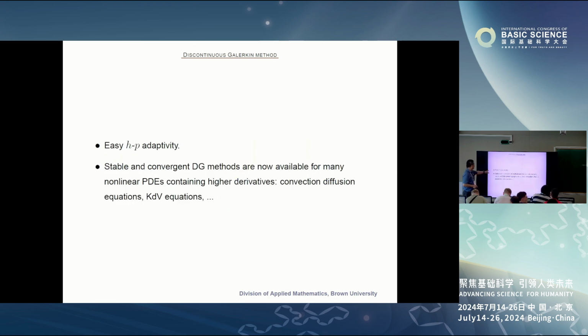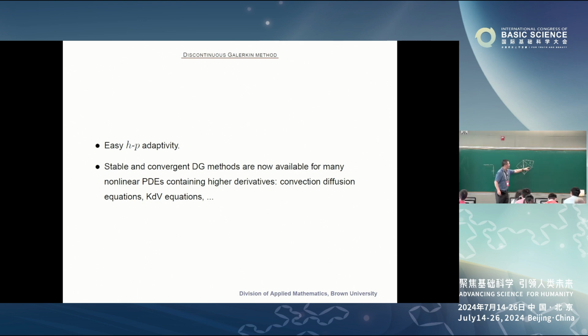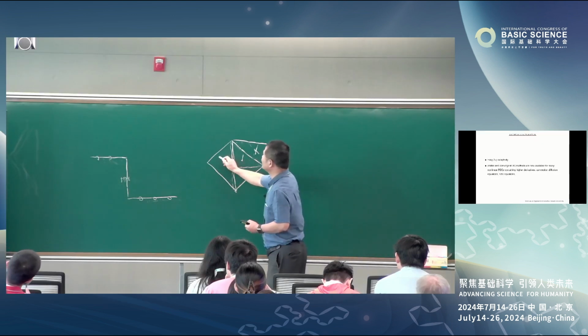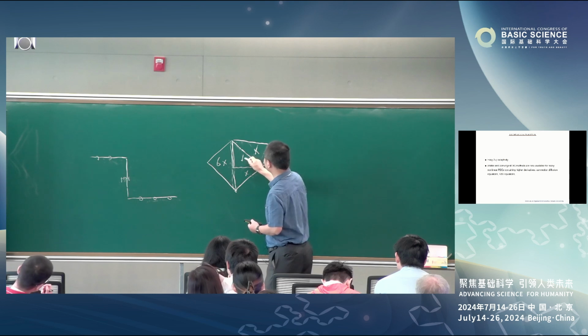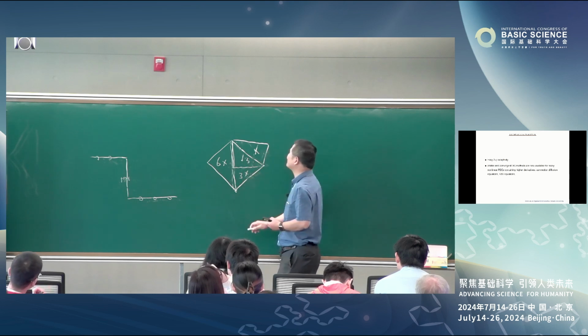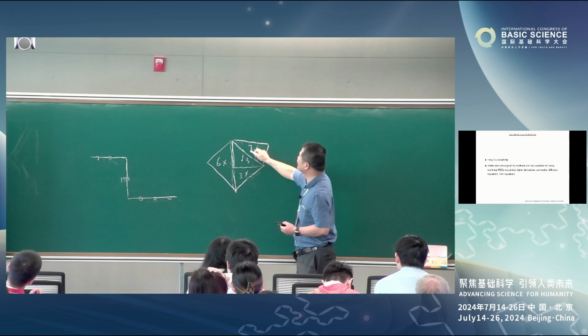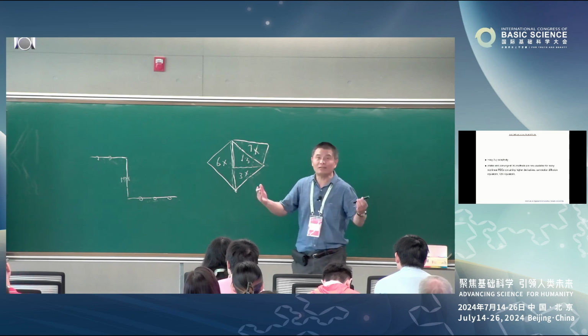Okay, HP adaptivity. HP adaptivity means this. Basically, this is H adaptivity: I refine, right? I don't like this, I refine. P adaptivity means that I put polynomial degree 6 here, 7, 3 here, 3 here, for example, and 7 here. Of course, there must be a reason for you to do this.